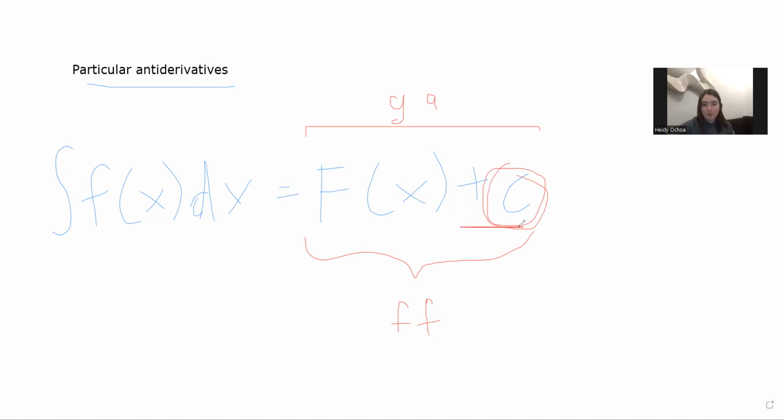It's very important to write this plus c in order to solve for a particular antiderivative. This plus c represents the constant of integration that all integral functions have at the end. And in order to solve for this c, you'll need the initial conditions given in our function for the c value to be found. So right now, some examples.